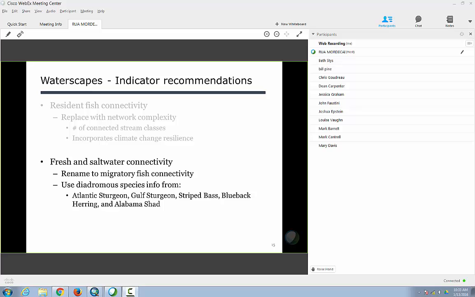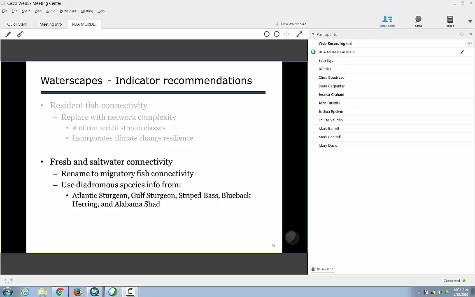So now we have a potential update and two options for you to look at, and that includes renaming this to a migratory fish connectivity index, because we're recommending bringing in some species info from Atlantic sturgeon, Gulf sturgeon, striped bass, blueback herring, and Alabama shad as a way of looking at how far some of these species are actually getting up into the river network and what classes are actually used by them. So it's a combination of where they're stopped by major dams and also where they're stopped purely based on ecology.